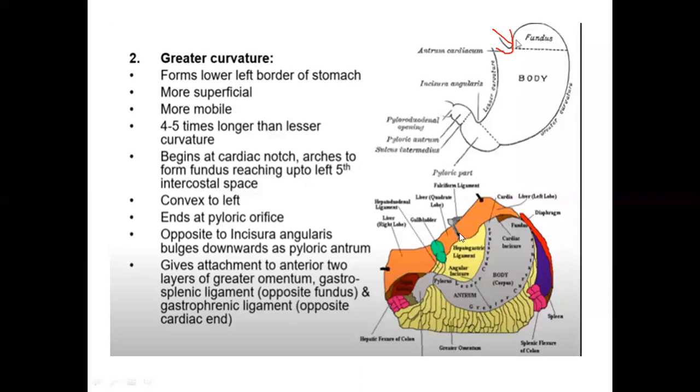You can see very clearly in this diagram, if we divide the stomach into regions, this is the fundus of the stomach, this is the body of the stomach, and this lower part is the antrum of the stomach. You can also see that the diaphragm is lying at the back of the stomach on the greater curvature side, and it has these ligaments, the gastrosplenic and the hepatogastric ligaments as well. You can also see that the greater curvature gives attachment to the greater omentum, as we studied previously in our lectures.